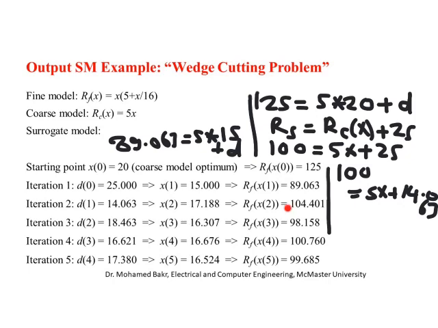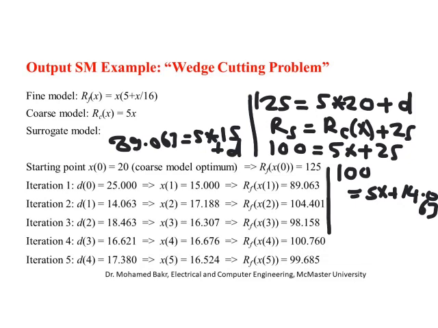You ask yourself, how can I make the coarse model give me 104.401 at this point? What would be the D that will make the coarse model give me 104.401 at 17.188? Okay, you do this extraction, you obtain this D, and you keep on repeating these steps over and over again. This is the last two steps. You can see the fine model is oscillating between 100.76 and 99.68. So we are very close to the design we want to get.